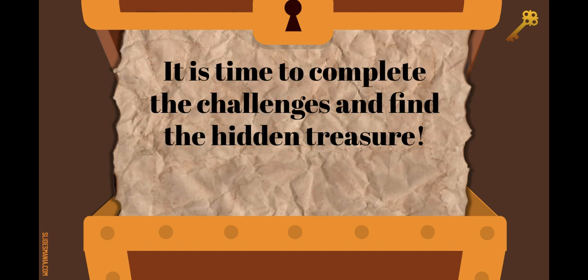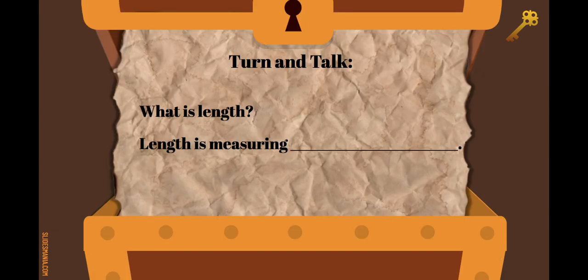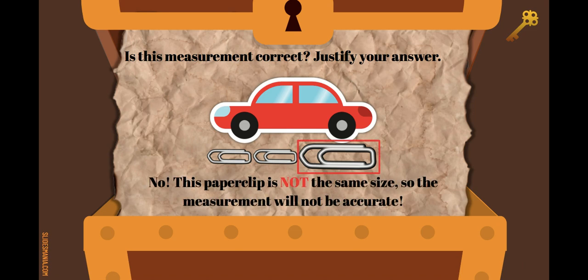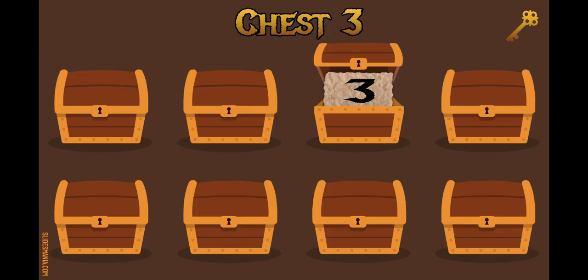Now let's try some challenges together to see if we can figure out how to measure the length of some objects. So number one, and we're not going to turn and talk because we're by ourselves, and that's okay. But what is length? Well, length is measuring how long something is. Okay. Now look at this car being measured by these paper clips. Is this measurement correct? It's not, because look at that paperclip. It's so big. It's not the same size as the rest of the paperclips. So this isn't accurate. We don't know exactly how many paperclips it is because they're all different sizes, and that doesn't make it fair or even to measure it correctly.